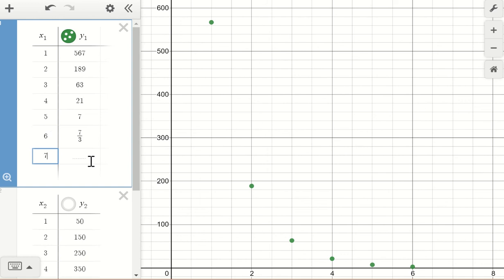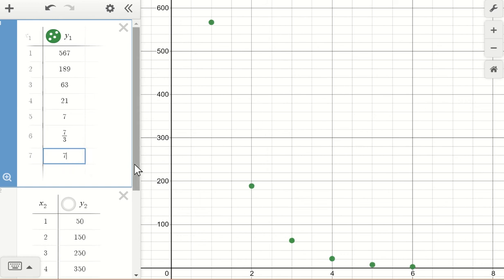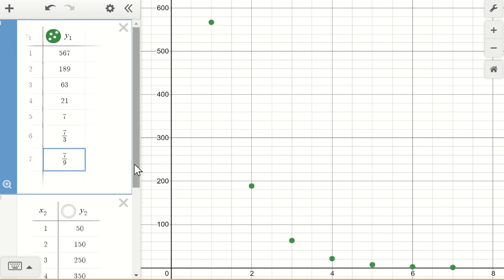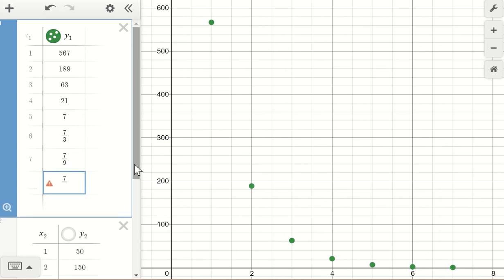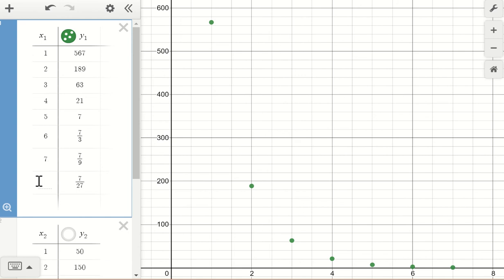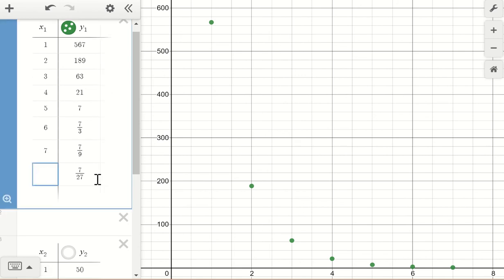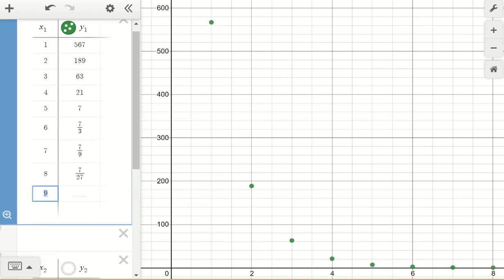And then the next value over here would be not 7/3, but 7 divided by 9, right? And then I could go another one down. I could go 7 divided by 27. So each time what I'm doing is I'm putting another factor of 3 in my denominator because I keep dividing by 3. And I could see all of those.